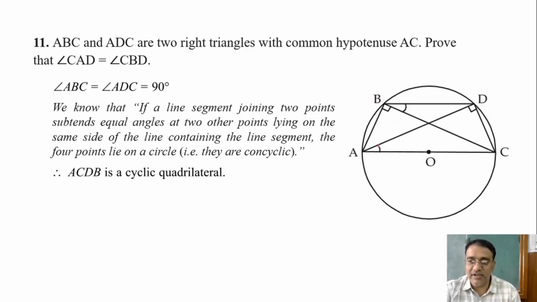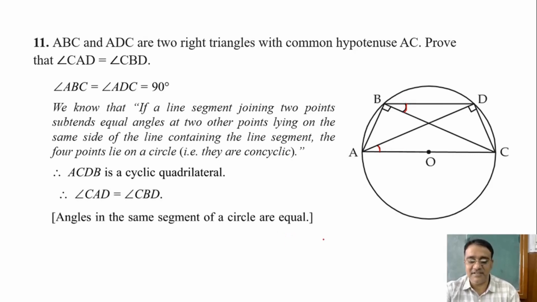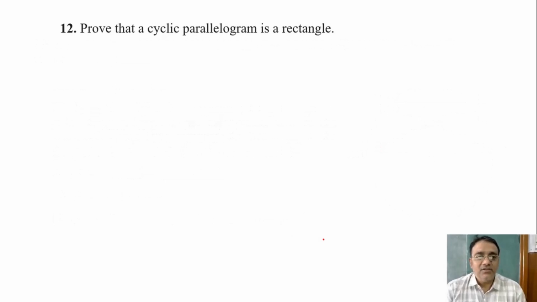Now these two angles are equal. Why? Angles in the same segment. Very good. Angles in the same segment of a circle are equal. So hence proved. Now the last question, this is the last question of today's revision and the revision of circle. We'll do the revision of construction in the next class.